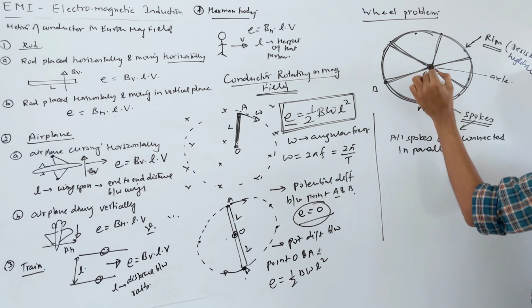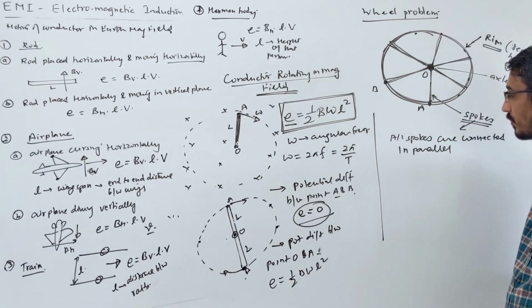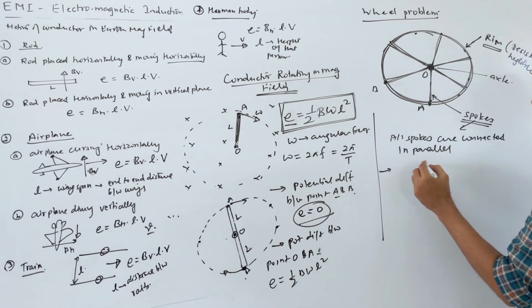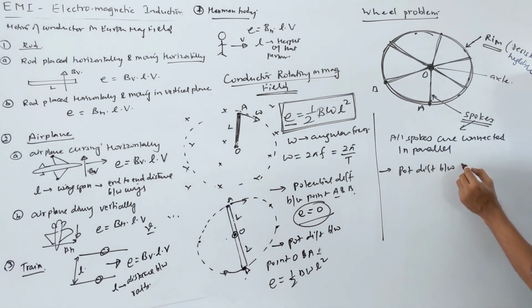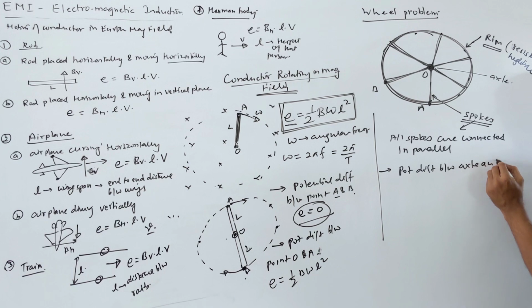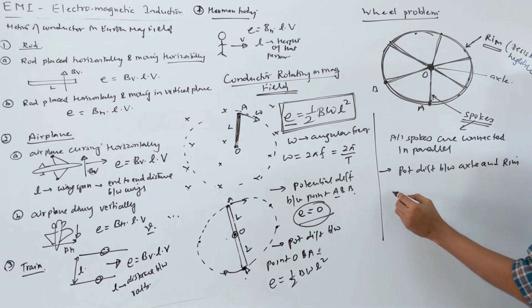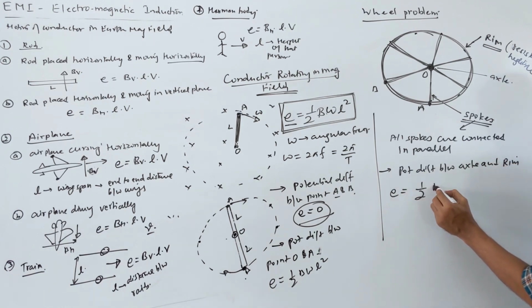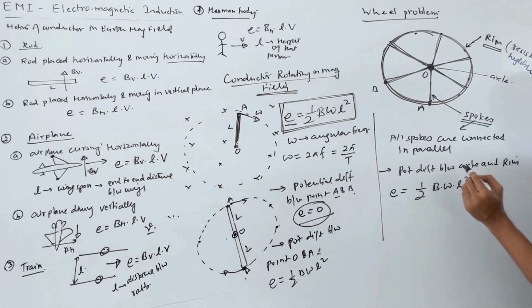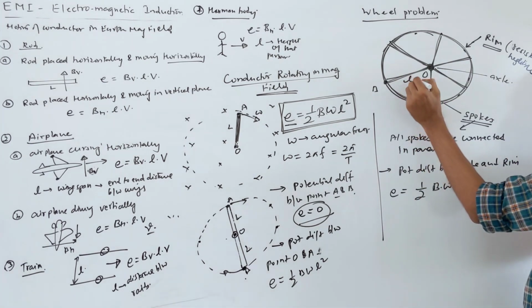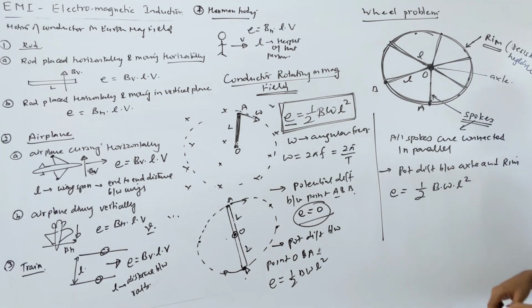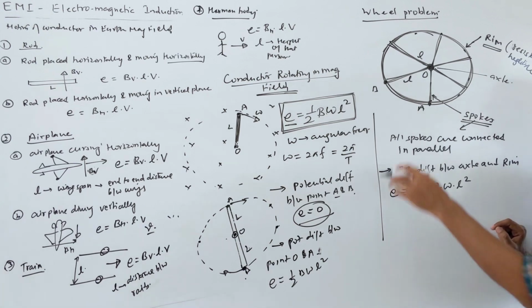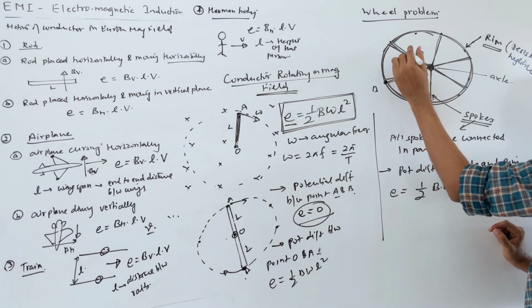They can also ask the potential between axle and rim. Suppose they ask for the potential difference between axle and rim, what is the answer? E is equal to half B omega L square, where L is the length of the spokes. All are connected in parallel, so the potential remains the same. If we connect batteries in parallel, the net potential is the same. These spokes behave like batteries.